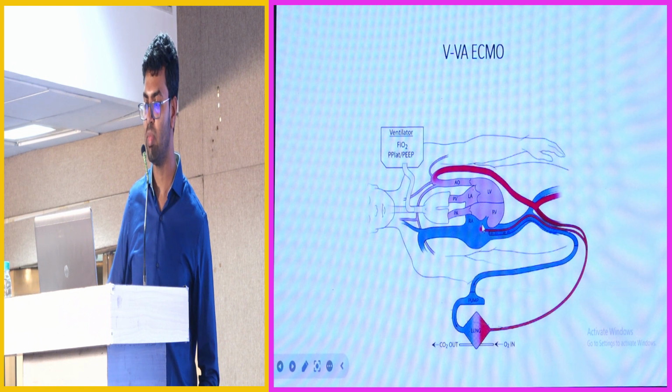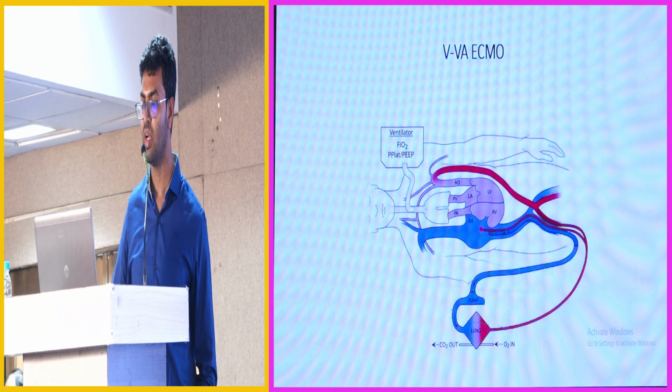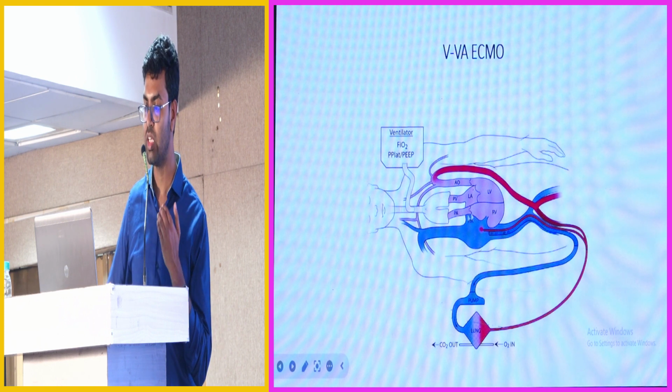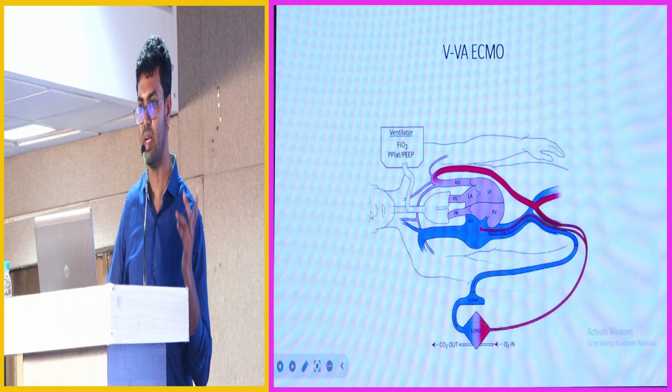This oxygenated blood, because the saturation will be more in this and the PO2 will be more, will mix with that little bit of venous blood, and this will get some amount of oxygen into this blood. Even though it is not fully oxygenated, it will give oxygenated blood to the coronaries and the brain.